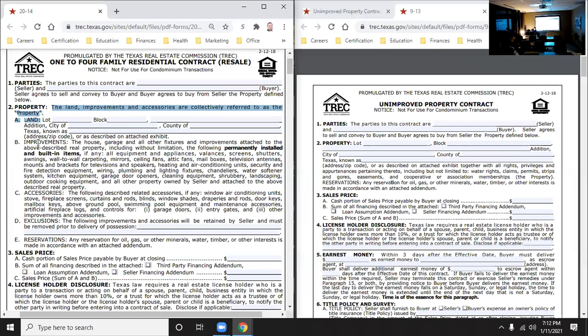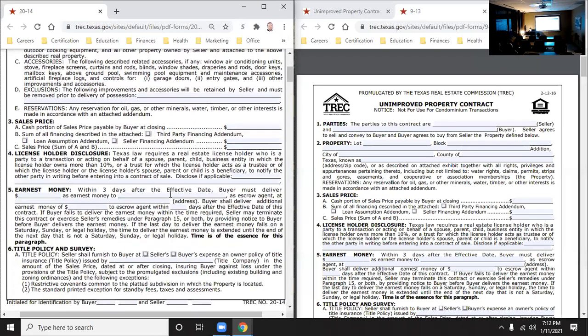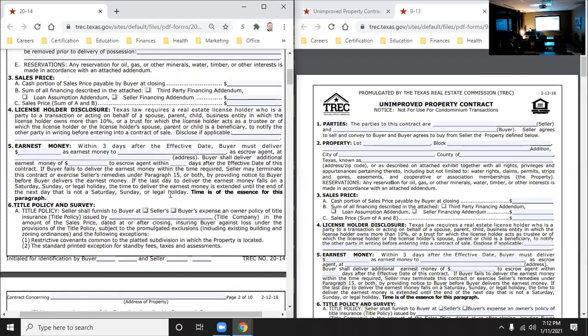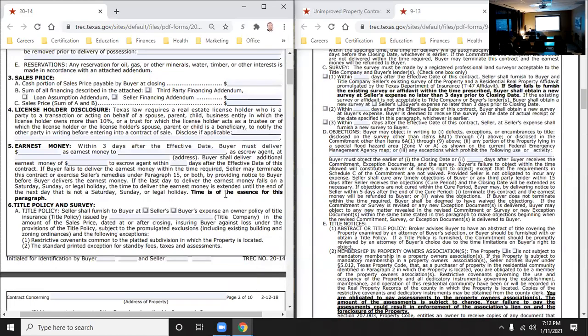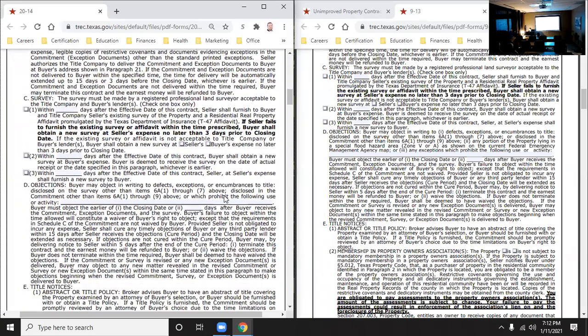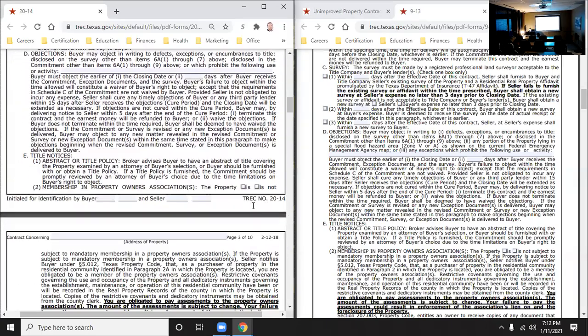So again, mainly just like your slideshow, I could have sat here tonight and just said, okay, the 1-4 family differs from the unimproved property contract by paragraphs 2, 6D, 7 and 13. I could have done that. But I'm trying to point them out so that you see the differences. So, in regards to 6D, we already talked about 6D, I believe. Yes, we did. Those were your objections and all. That's where we talk about survey.